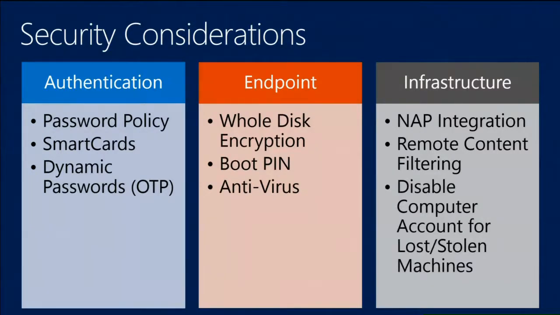In addition, if a Direct Access client is ever lost or stolen, you can effectively kill it by disabling its computer account. So as soon as you kill the computer account in Active Directory, either disabled or deleted, Direct Access will fail to establish, because the IPsec tunnels are authenticated using the certificates as well as the computer account. So as soon as the computer account doesn't work, it's dead in the water.